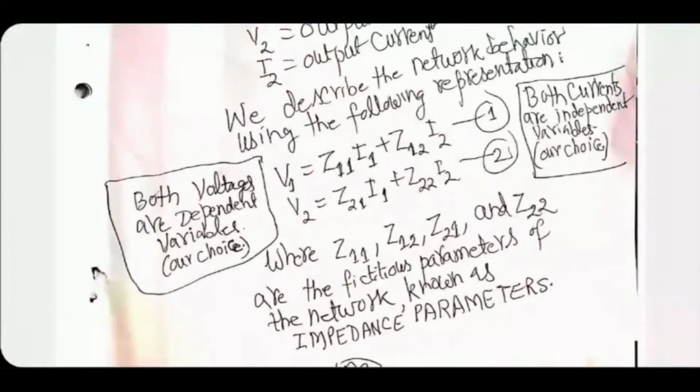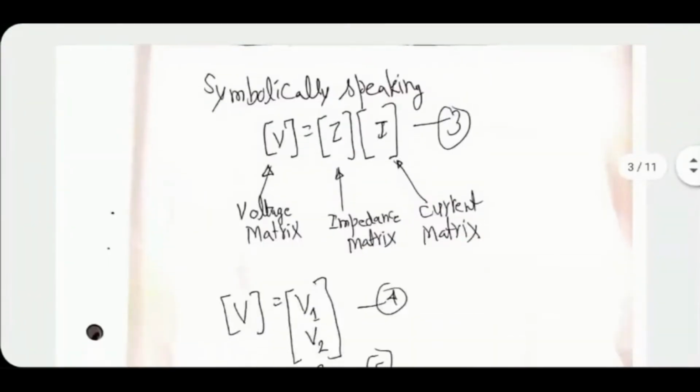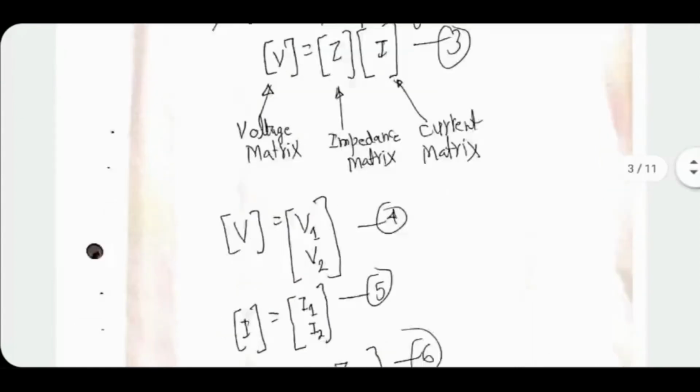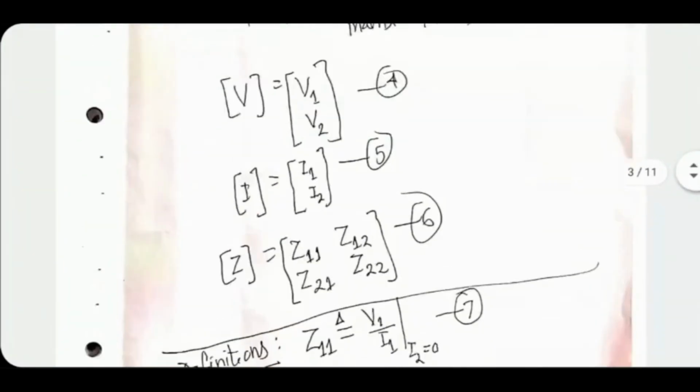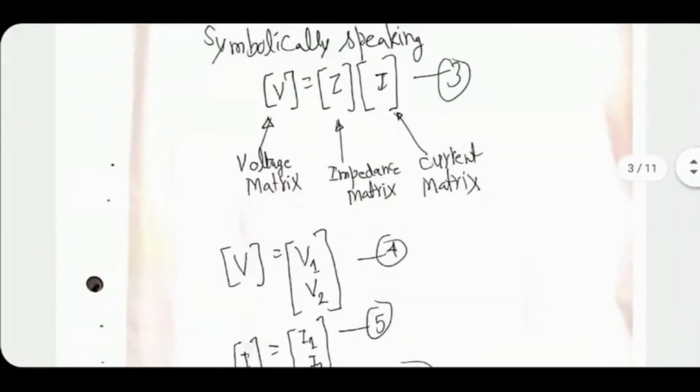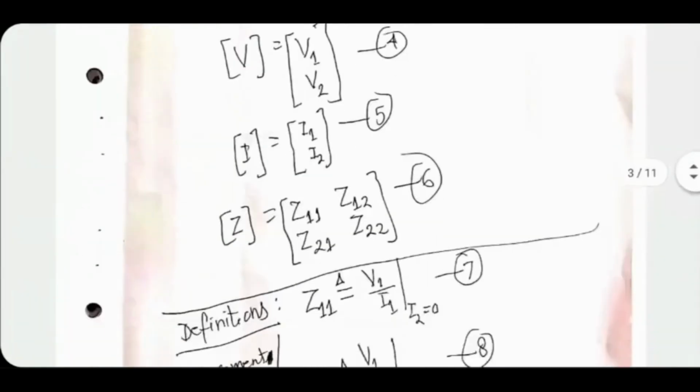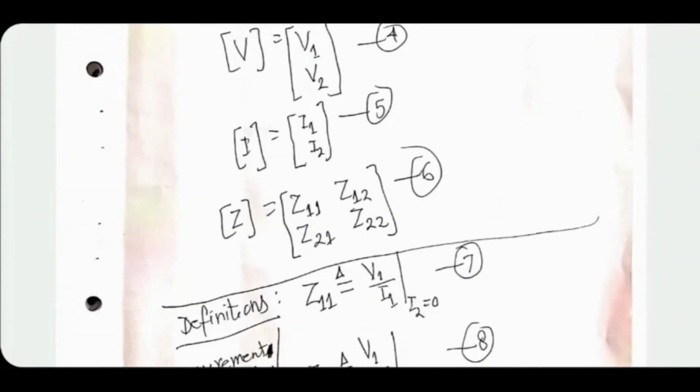Now, this kind of relationship can be put in matrix form also, like I'm showing here in equation 3, where V matrix is known as voltage matrix. It has two elements. I matrix is known as current matrix. That also has two elements, I1 and I2. And Z matrix is a square matrix containing four elements, Z11, Z12, Z21, and Z22.